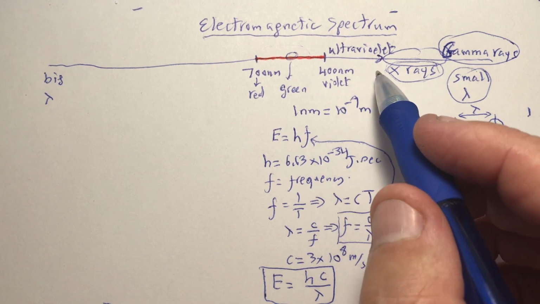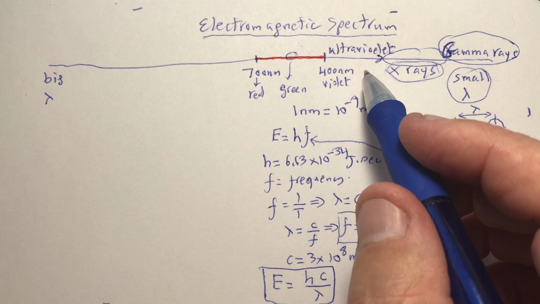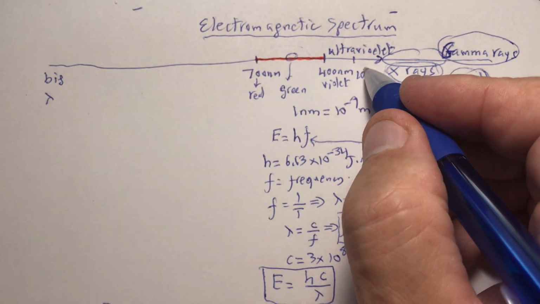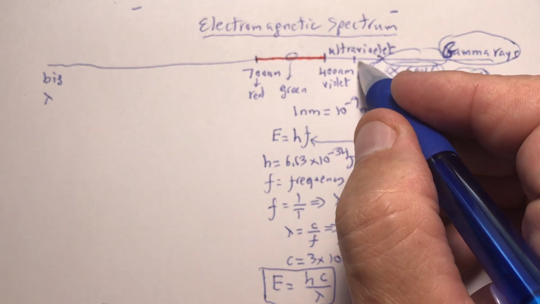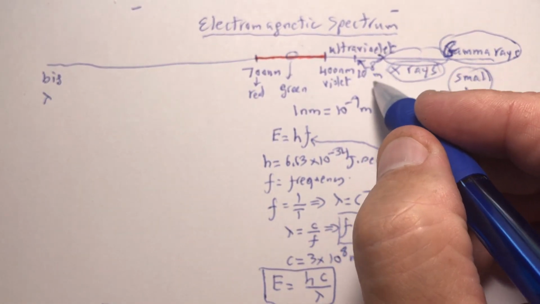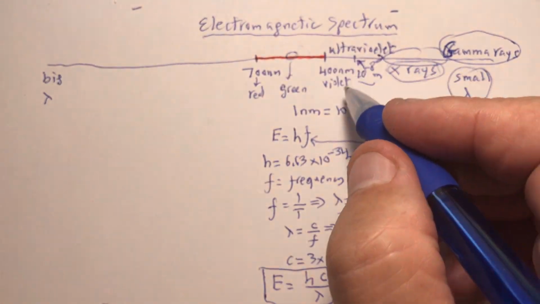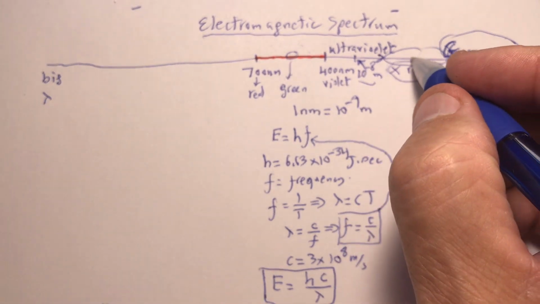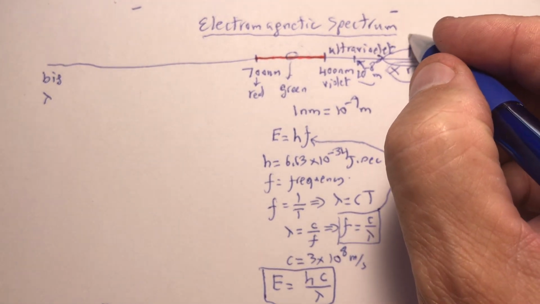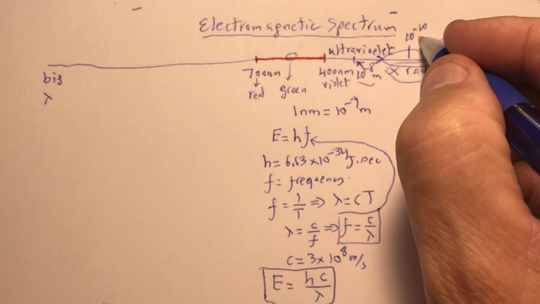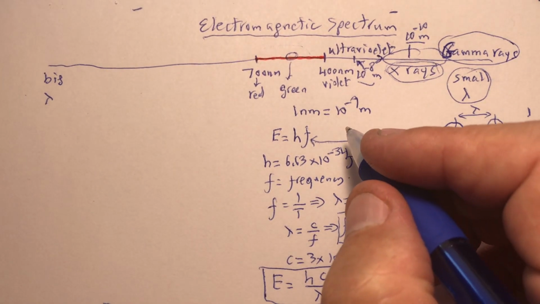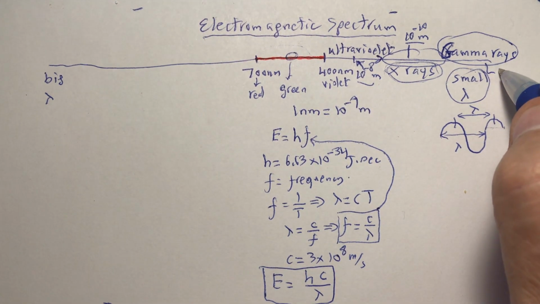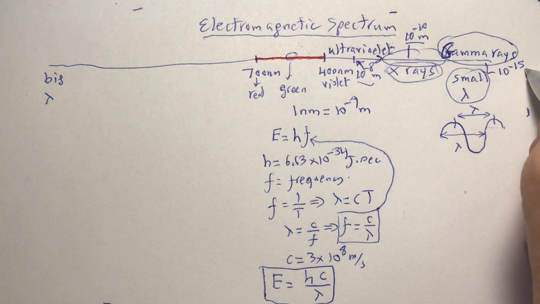I didn't mention the wavelength. For example, the ultraviolet here, you can have lambda 10 to minus 8 meter. Okay? 10 to minus 8 meter for the wavelength. For the X-rays, you can say 10 to minus 10 meters, the average. For the gamma rays, we can say 10 to minus 15 meters.